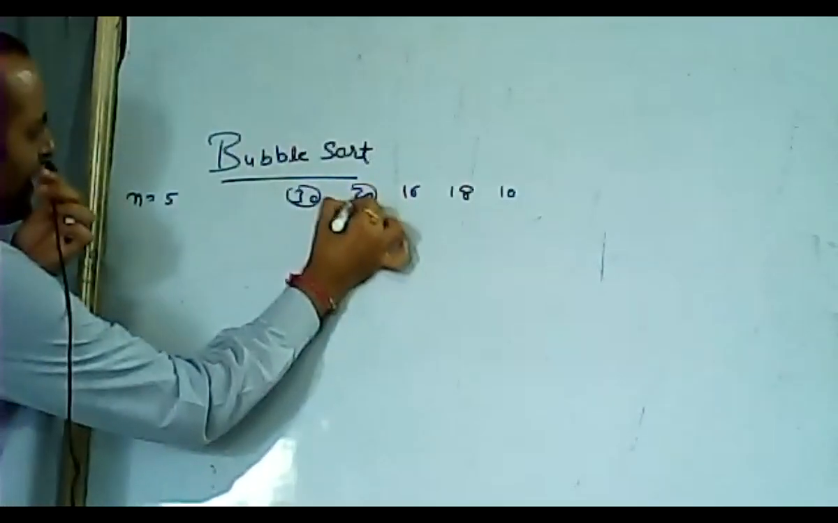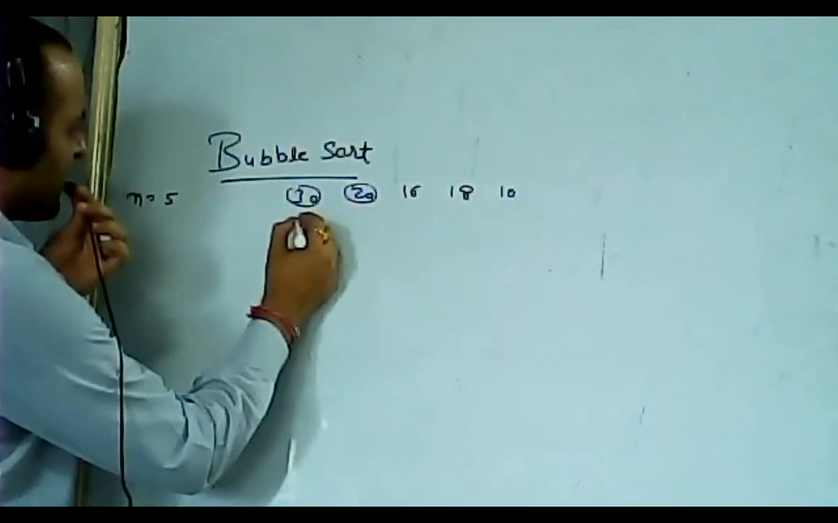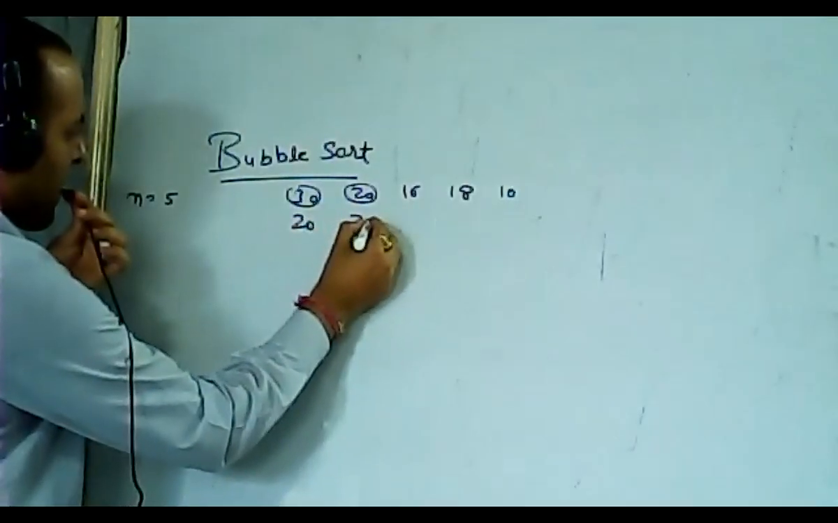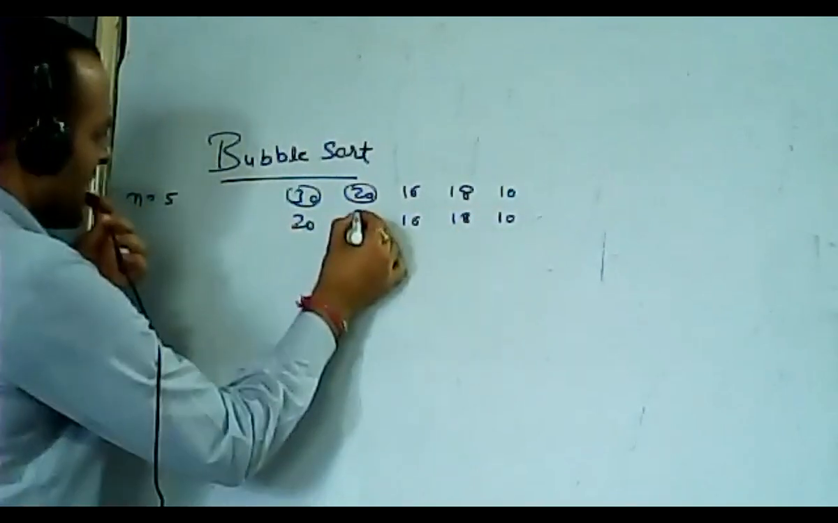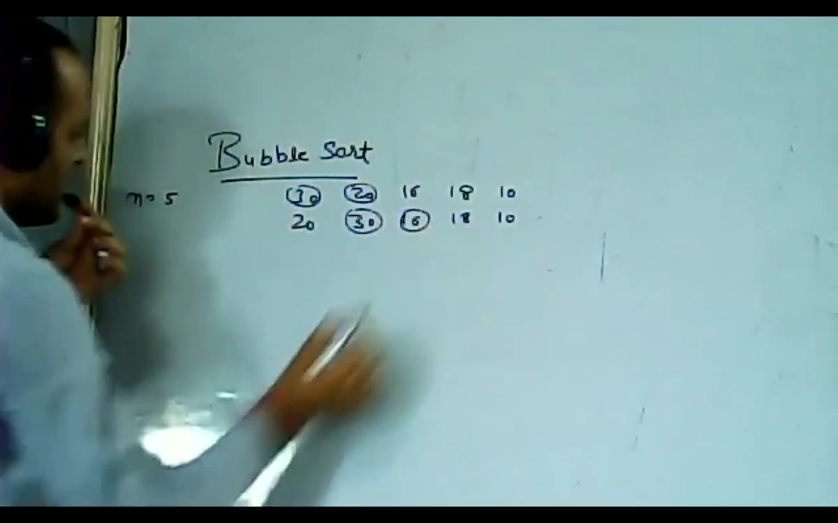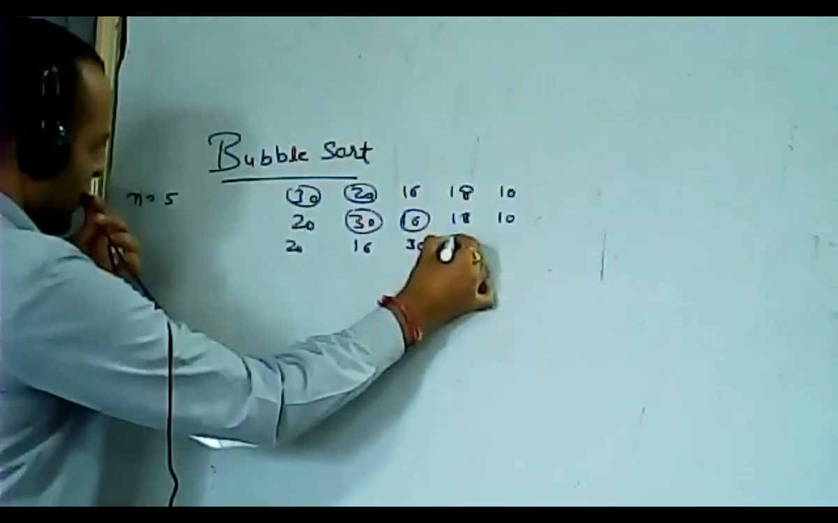Now let us mark first two elements, 30 and 20. Is 30 greater than 20? Yes. If element is greater than the next element, we will interchange. Now 30 with 16. Is 30 greater than 16? Yes, so we will interchange. Interchange is also called swap.